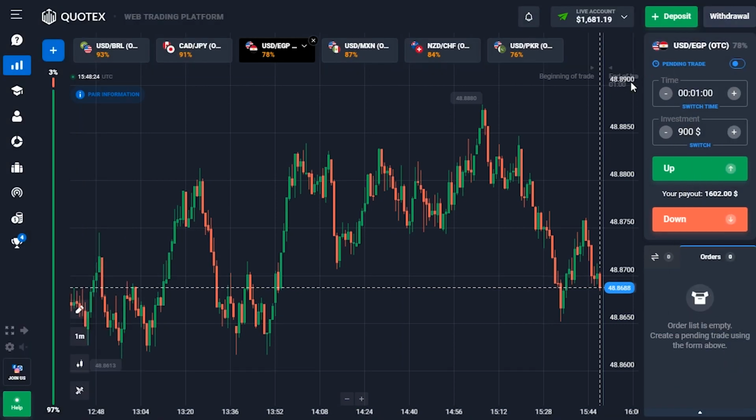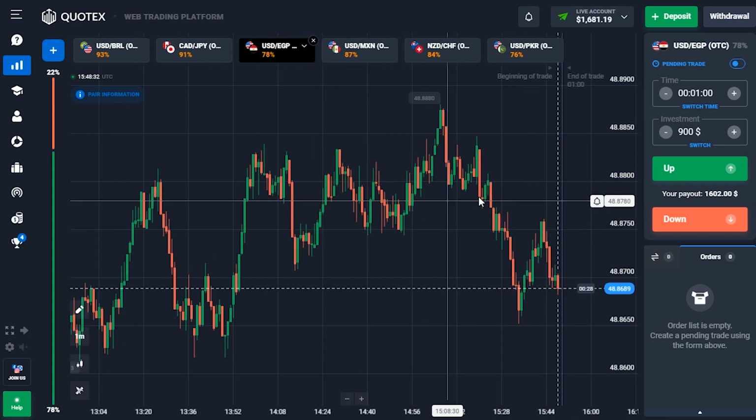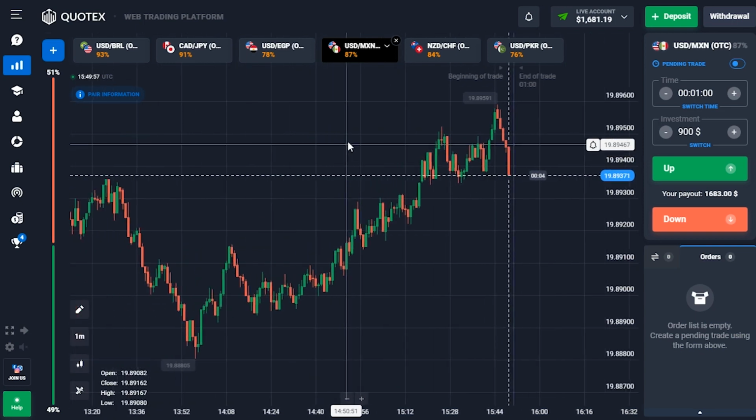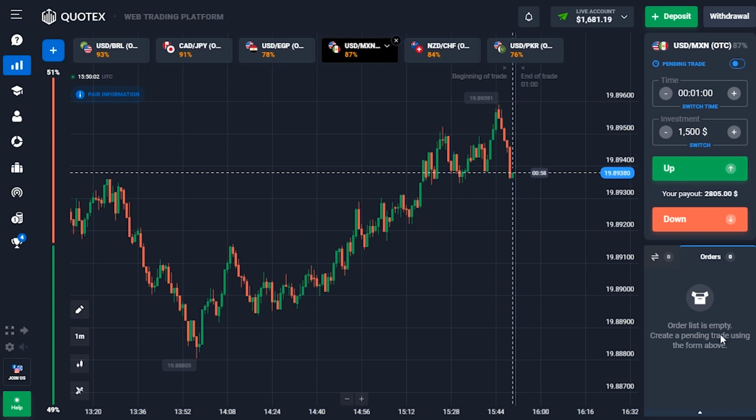Let's look at another situation on the Quotex. This currency pair has a fairly low payout percentage. Let's move on to the next currency pair. And here is finally a great situation. The price has started a downward correction, but here I want to open an up trade because the price has reached a key level.